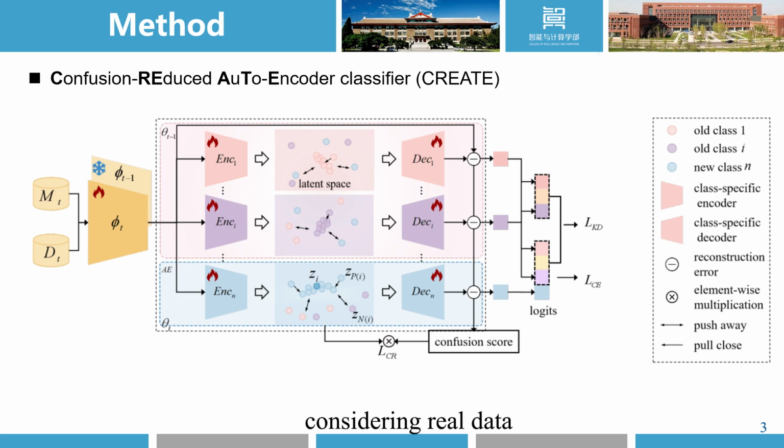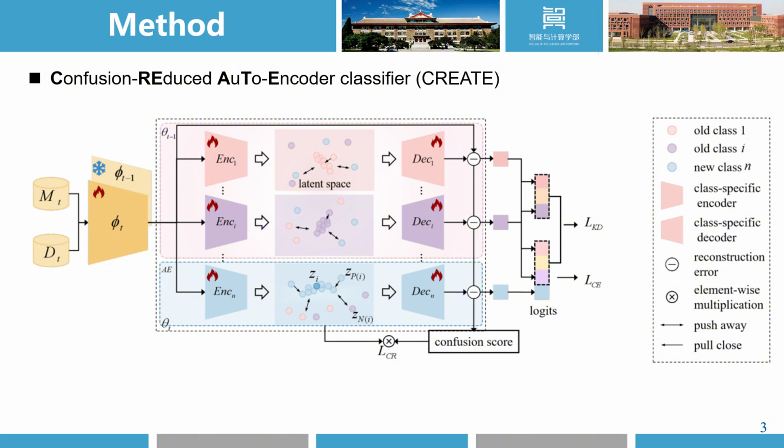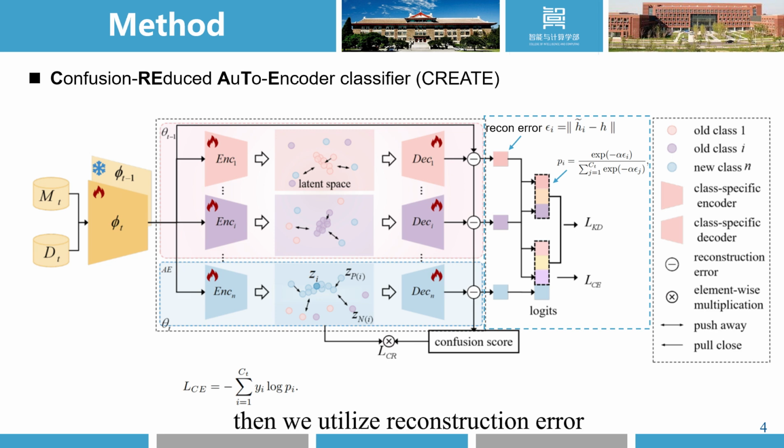Considering real data often resides on a manifold structure within latent space, we construct an autoencoder for each class as manifold learners. Both encoders and decoders use a 1x1 convolutional layer with a hyperbolic tangent activation function. Then we utilize reconstruction error to measure the degree of consistency between the samples and the autoencoder subspace.